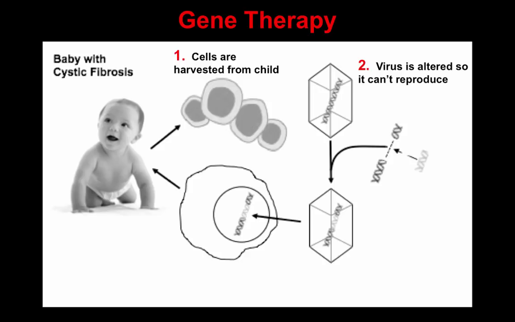Then we're going to take a virus and we're going to alter it so it can't reproduce, because we don't really want it to be reproducing. And that virus is going to have DNA, and in the virus's DNA we're going to insert a good copy of the gene that we want to fix.